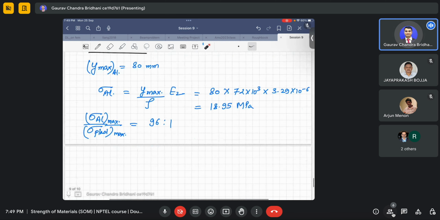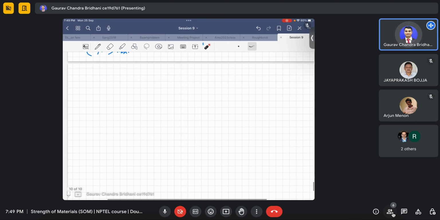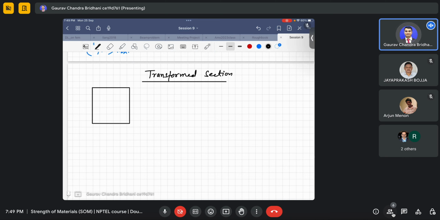So, this is how we find it. Now, I wanted to introduce one more concept for the second problem. There is something called transformed section. In a transformed section, as you have seen, our beam was made up of two different kinds of material. One was our plastic, another was aluminum. This is material 2, this is material 1.